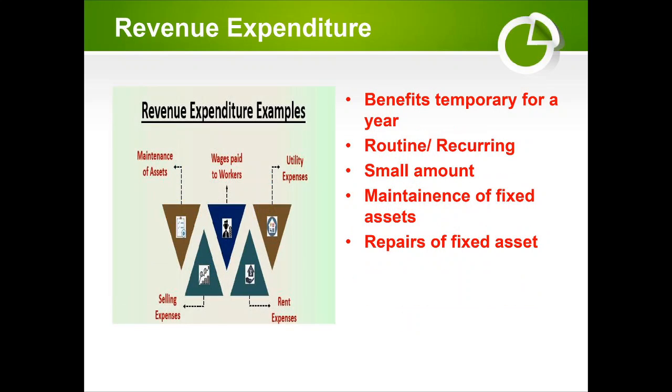Now what is revenue expenditure? Basically, it is incurred during the production process to generate revenue. Benefits are for a temporary period, maybe one accounting year. It is routine in nature. You can see on the right hand side in the examples given: wages paid, utility expenses, rent expenses, selling expenses. These are small amounts regularly paid, routine and recurring in nature, and incurred on maintenance or repairs of fixed assets.